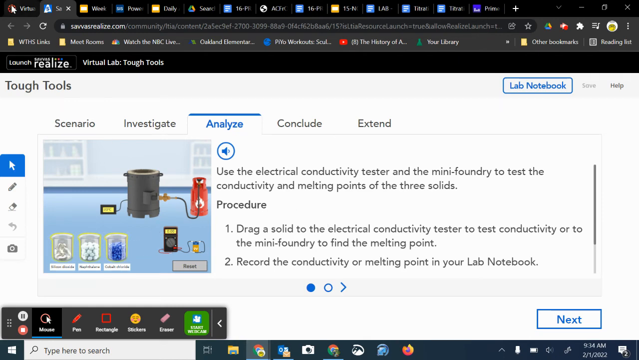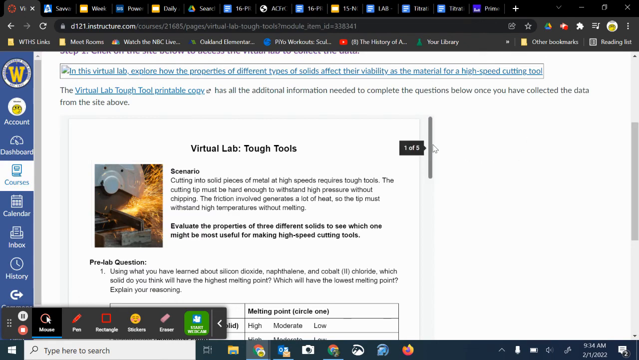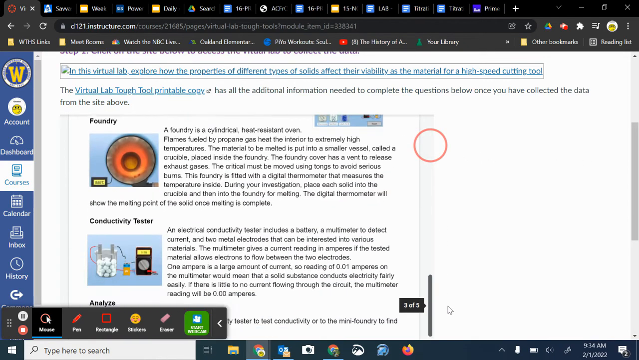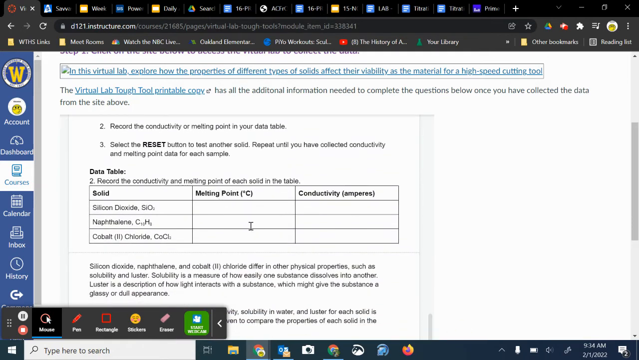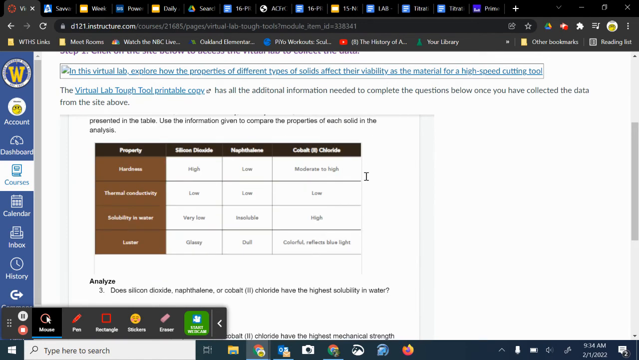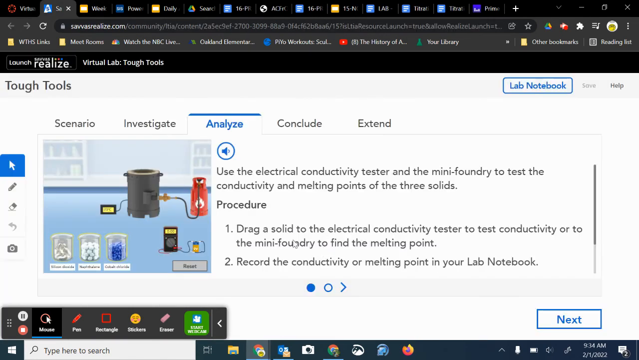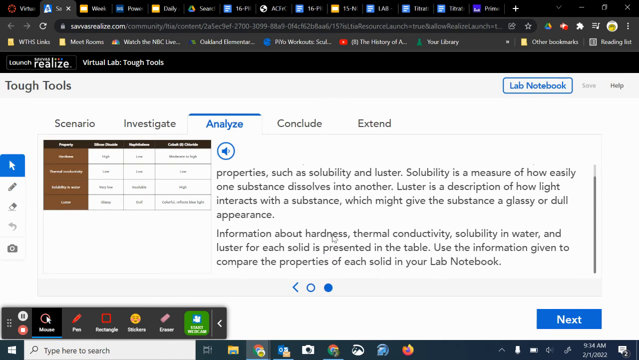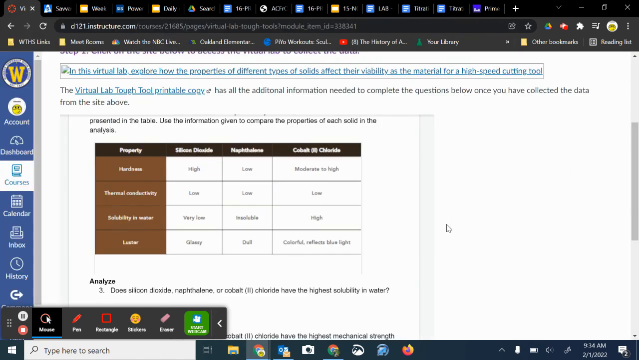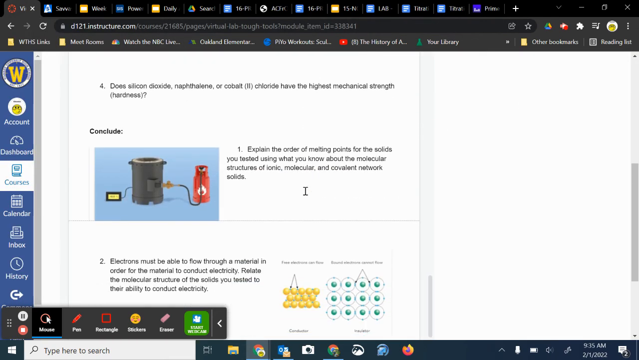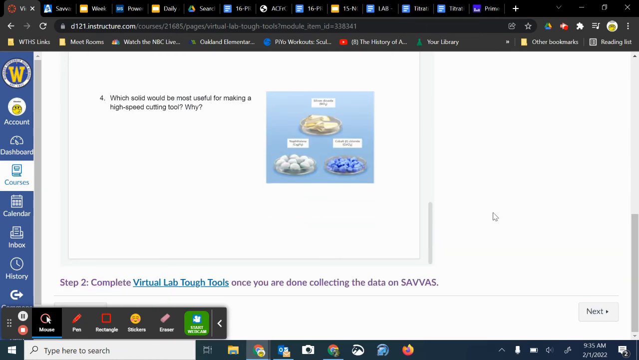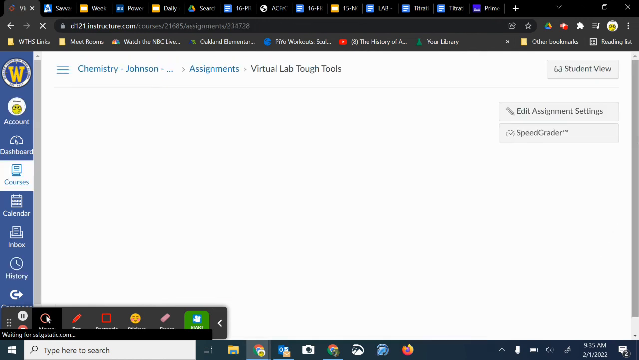So once you've collected all of that data, you have a data table on the paper, which I will show you. This is what you're filling in for your melting point and then the conductivity test. Once you're done with that, you read this next page, which is also on your hard copy, and then you're done with the Savvas site itself. So you can go back to your document, answer the questions there. Once you're done, you can go to step 2. Step 2 is the submission for this assignment.